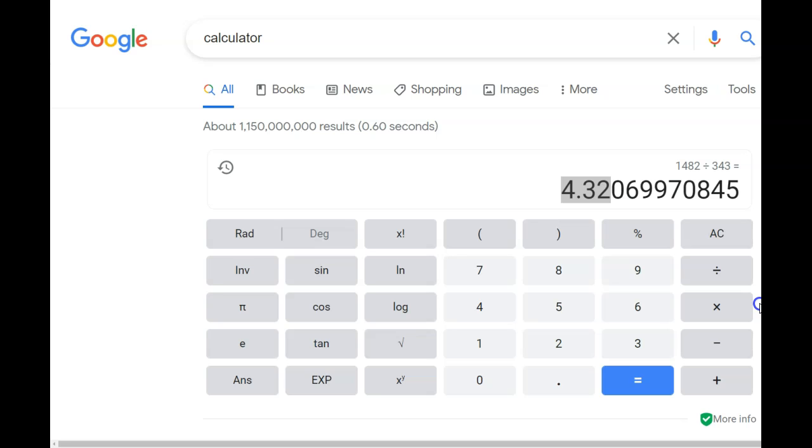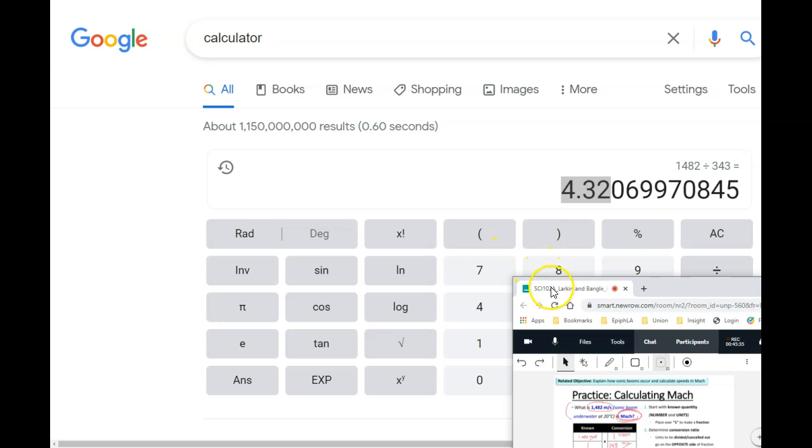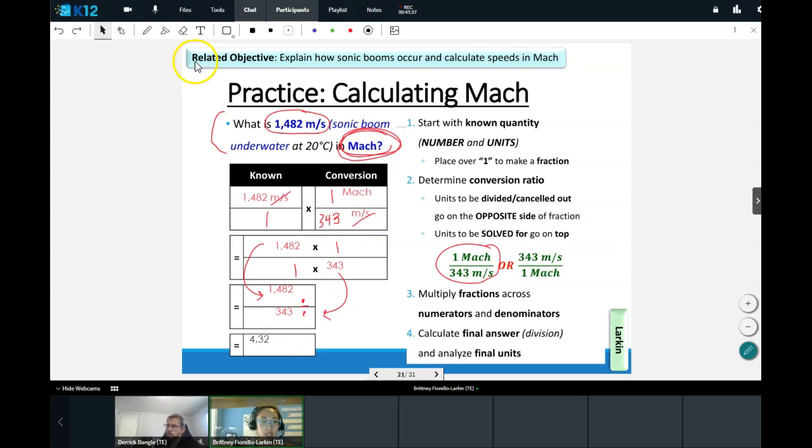However, I still need to figure out what my units are. Okay, so taking a look back at our units up here, the only units I have left over are Mach, right? I got rid of meters per second, so all I have left here is Mach. And is that what I was solving for in my problem? Was I supposed to be solving for Mach, yes or no? Yeah, absolutely. So if I have a 4.32 Mach airplane, then this airplane underwater could be traveling fast enough to create a sonic boom. Maybe not an airplane, maybe a submarine, actually.